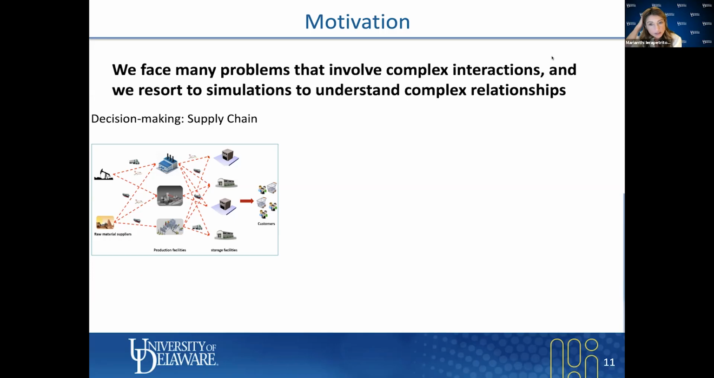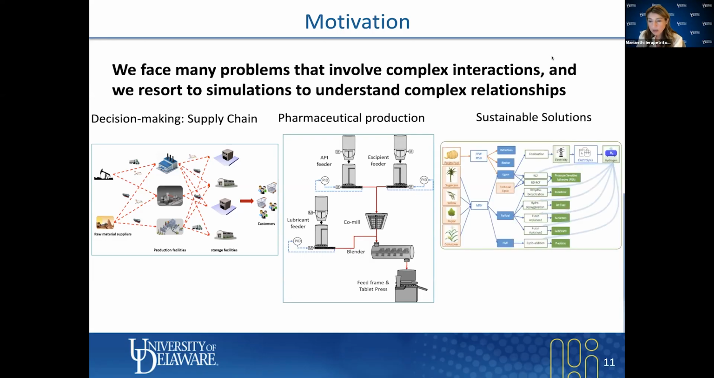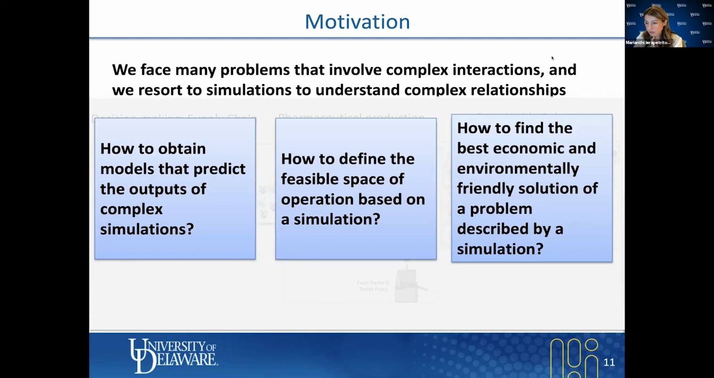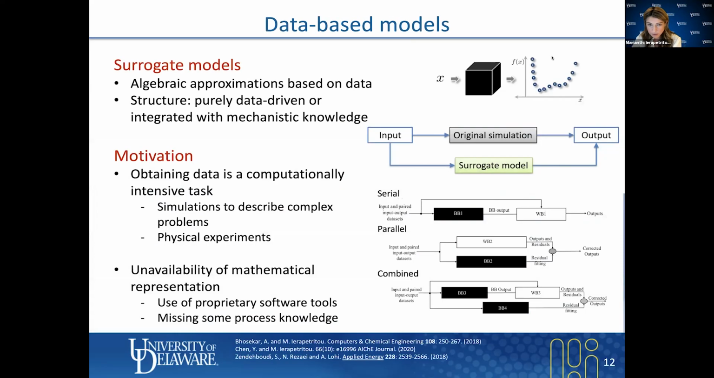There are different complexities that come depending on the problem that we have at hand. Supply chain is one example. Pharmaceutical production that I already mentioned is a different example. And sustainability brings a number of different challenges to the forefront. How can we obtain models that predict the output of these complex simulations? How do we define feasibility, so we are able to operate in a safe manner, and how can we best produce those goods economically but also in an environmentally friendly way? So I'm not advocating that the solution to all of those problems is data-based modeling, but it definitely can be employed to help us understand the complexities around these interesting problems.